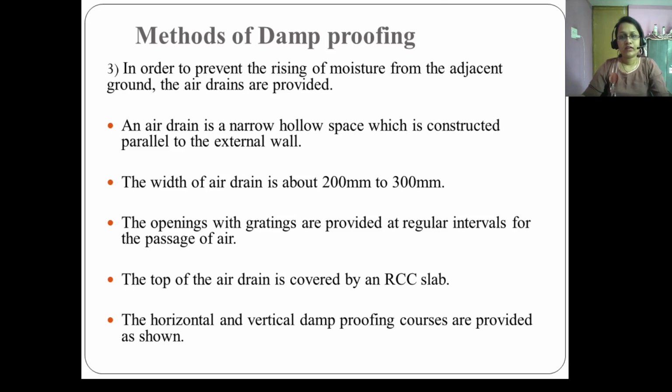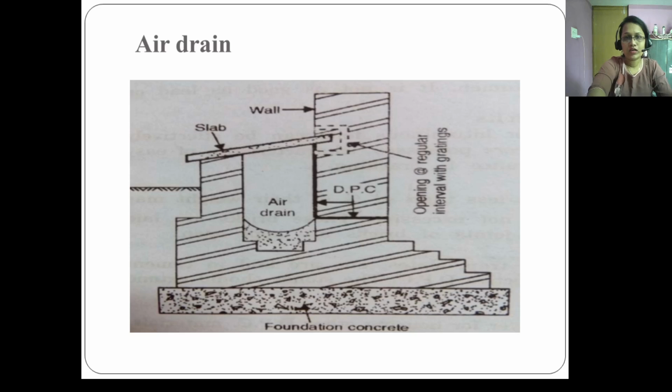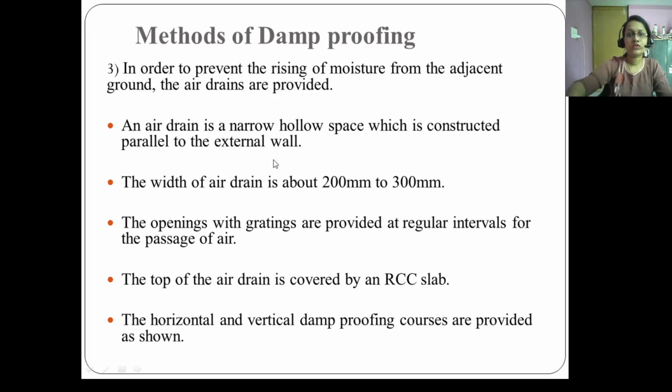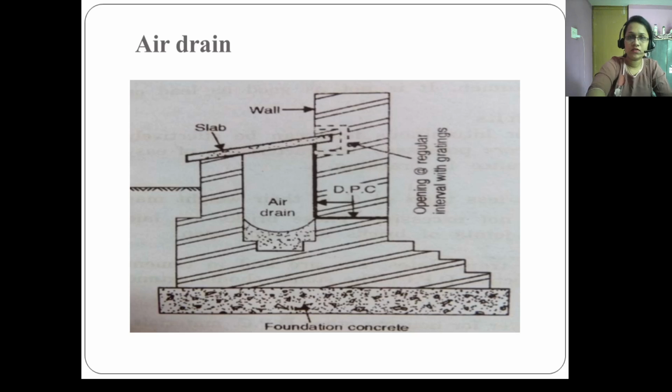The top of the air drain is covered by an RCC slab, as you can see here. The horizontal and vertical damp proofing courses are provided as shown in this figure. With this, I end my lecture.